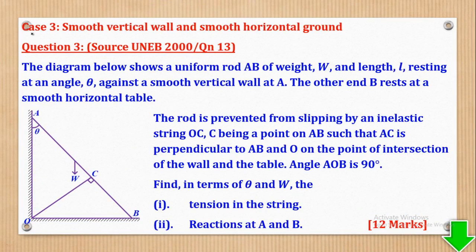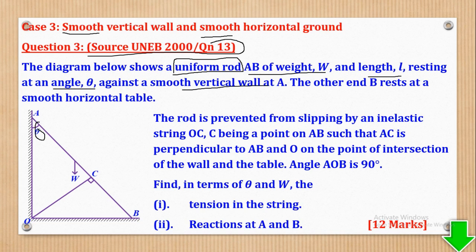Now we shall go to the last case, case 3, where the vertical wall is smooth and also the horizontal ground is smooth. So since you know the condition that when it is smooth only the normal reaction happens, there's nothing to write here, so we shall start with a question. Our question 3 came from UNEB 2000 paper 2 question 13, and it says the diagram below shows a uniform rod. So note this word uniform, meaning that the center of gravity is at the midpoint. Uniform rod AB of weight capital W and length L resting at an angle theta against a smooth vertical wall.